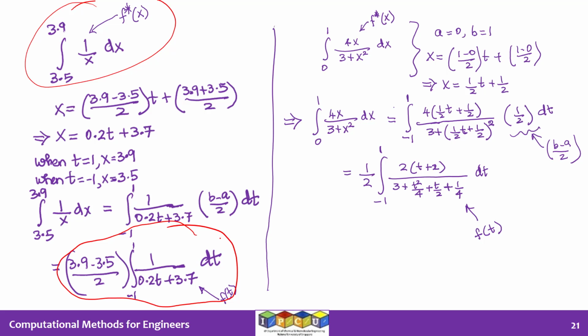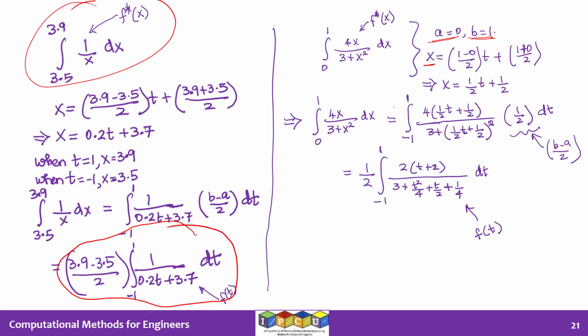Integral 0 to 1, 4x by (3 plus x squared) dx. Let's again pretend this is a hard f star function that we cannot solve analytically. All right, let's pretend this is a hard problem. And the limits are from x is equal to 0 to x is equal to 1. Of course, we know we can solve this problem quite easily by hand. But pretending that it is a difficult function, I note this: a is equal to 0, b is equal to 1.